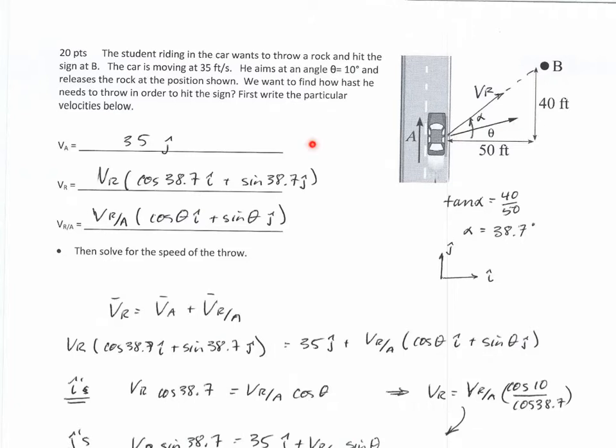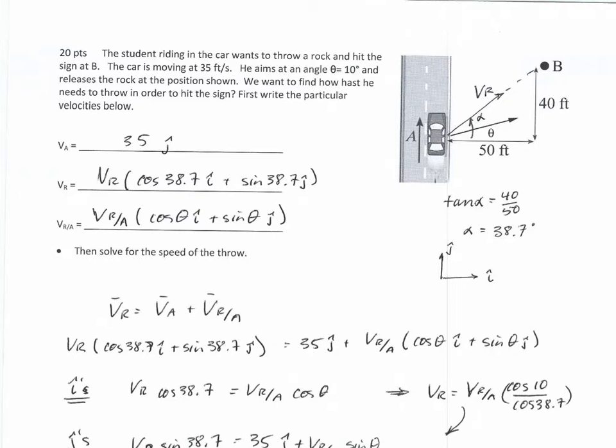So if we set our definitions of the 3 components up into the equations like this, we got VI is 35J. The velocity of the rock is an unknown magnitude, but we do know the direction. By just doing a little bit of trigonometry, we can find that direction is cosine alpha, sine alpha, and alpha being 38.7 degrees.